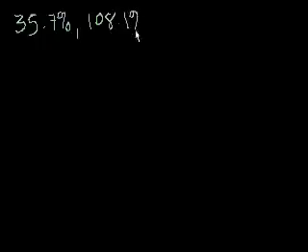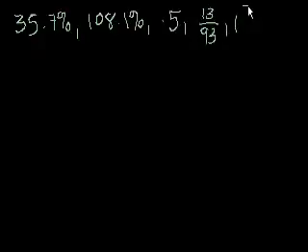Let's get started with some problems, and I think as we go through the examples, hopefully you'll understand how to do these problems. So let's see. The first set of numbers that we have to order is 35.7%, 108.1%, 0.5, 13/93, and 1 7/68. So let's do this problem.